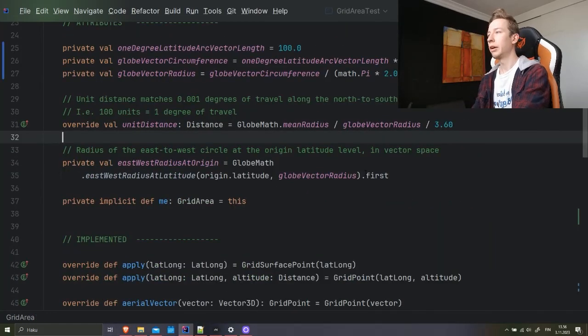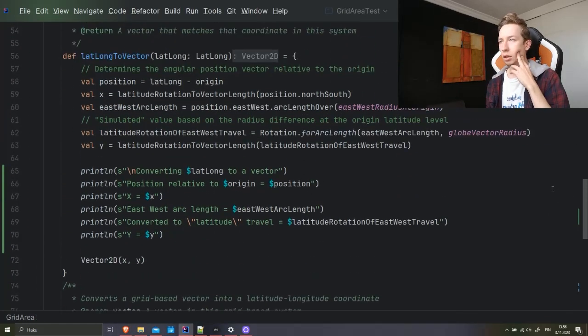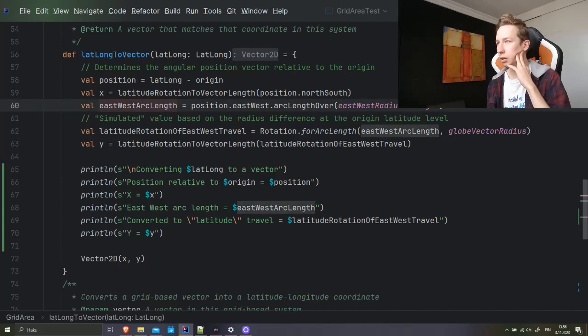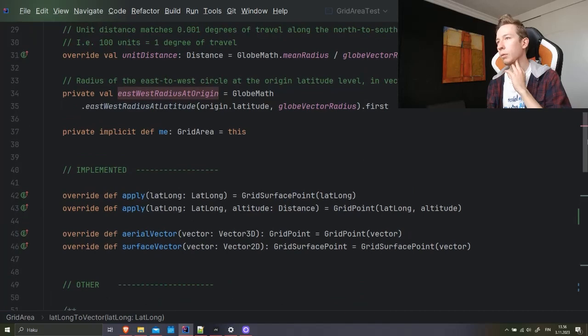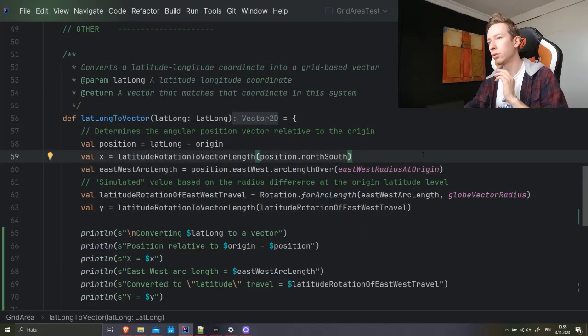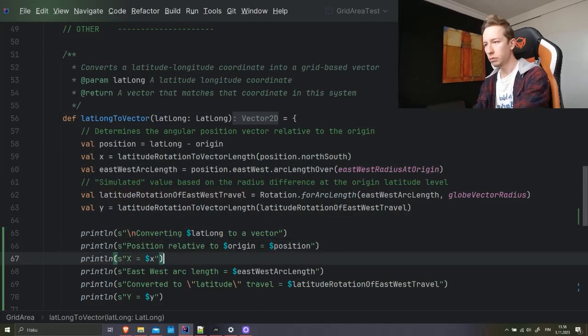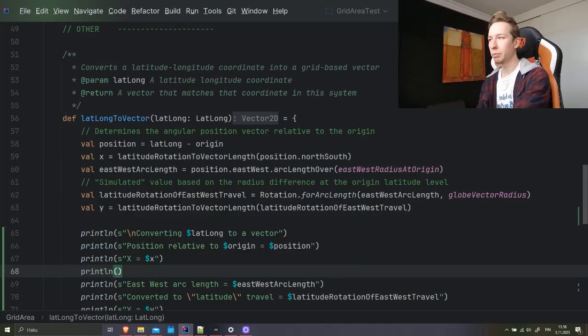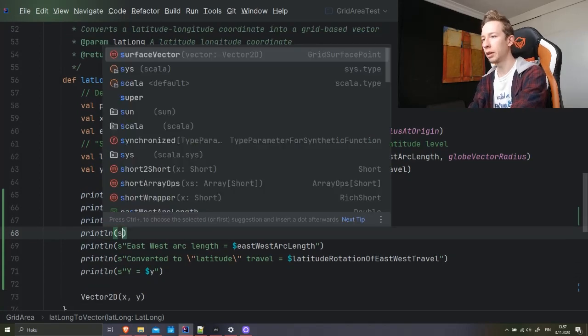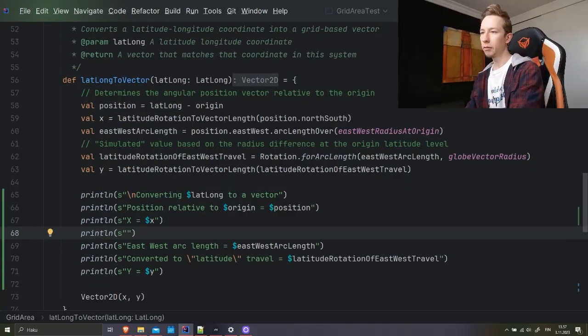Let's go back to the grid area and see east-west arc length. So how is this calculated? Position east-west, it should be 1 east arc length over east-west radius at origin. We don't know what the east-west radius at origin is, so let's print it. Maybe the problem is there, maybe the problem is in this arc length over function, which, if I remember correctly, I haven't tested, so we might need to test that one as well. But let's first check the radius.